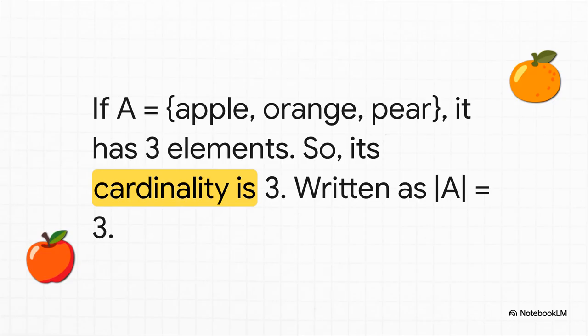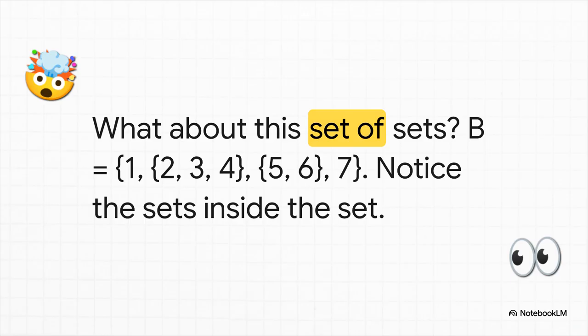If our set A has an apple, an orange, and a pear, well, it has 3 elements, so its cardinality is 3. See? Easy. But, of course, it can get a little tricky. Take a look at this set, set B.